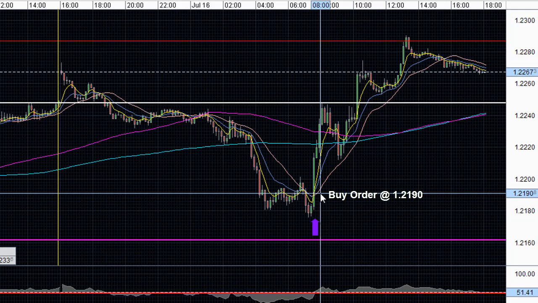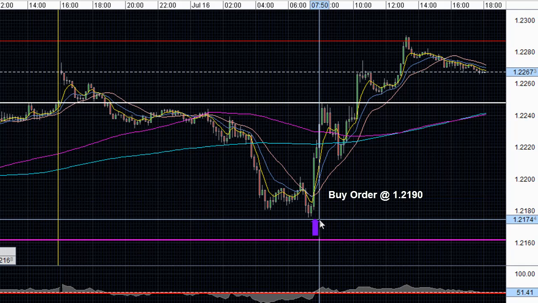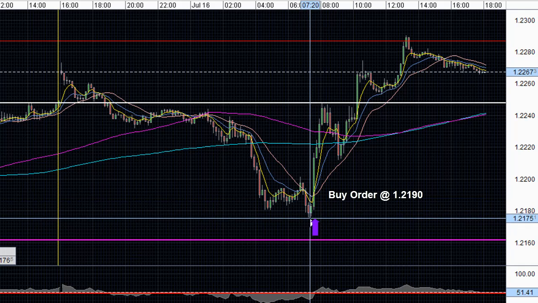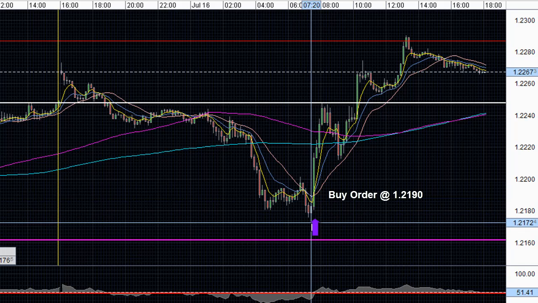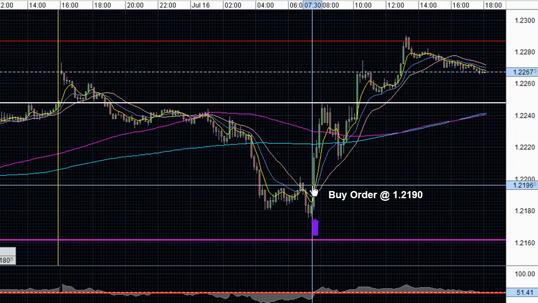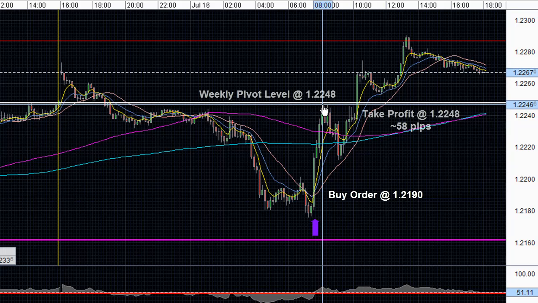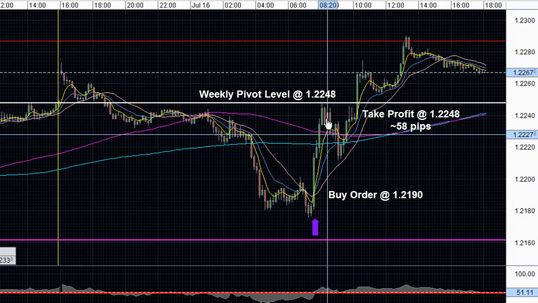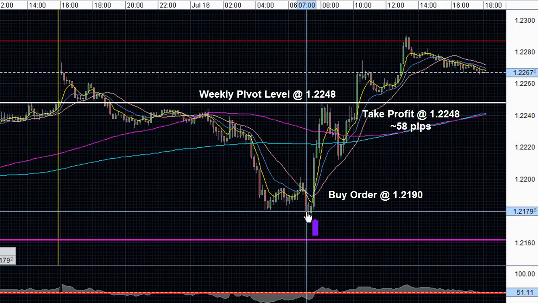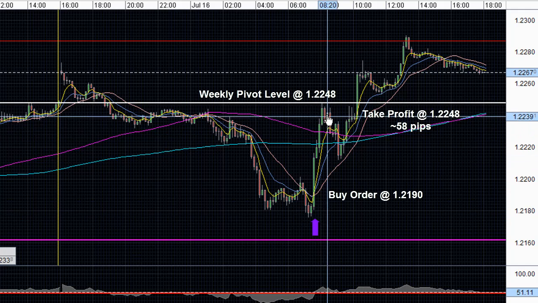I would have placed my stop loss on the other side of this session low, or on the other side of this low here at 21.74. I would have held on to this trade and taken profit when price had reached this weekly pivot point level at 22.48 for about a 58 pip trade. So this was one entry that you could have entered after the retail sales numbers on this move higher.